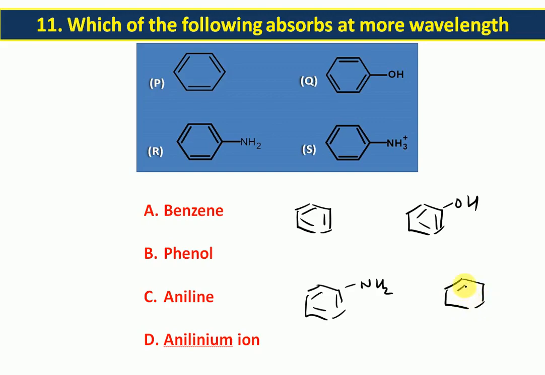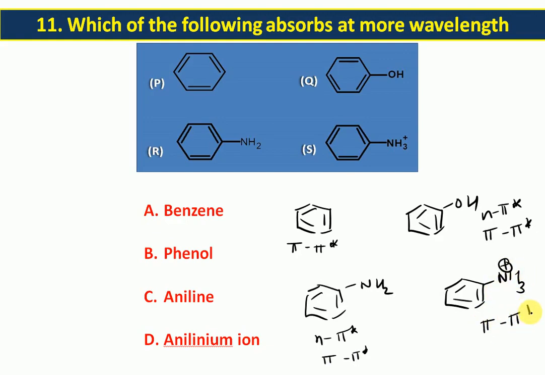Fourth is anilinium ion. Let me tell you that here benzene will show pi to pi star transition. Phenol will show two transitions, n to pi star and pi to pi star. Similarly, aniline will show n to pi star and pi to pi star. And in anilinium ion, lone pairs are absent, so it will not show n to pi star, it will show only pi to pi star. So wavelength of benzene and anilinium ion will be nearly same. Now phenol and aniline will show more wavelength due to n to pi star transition.